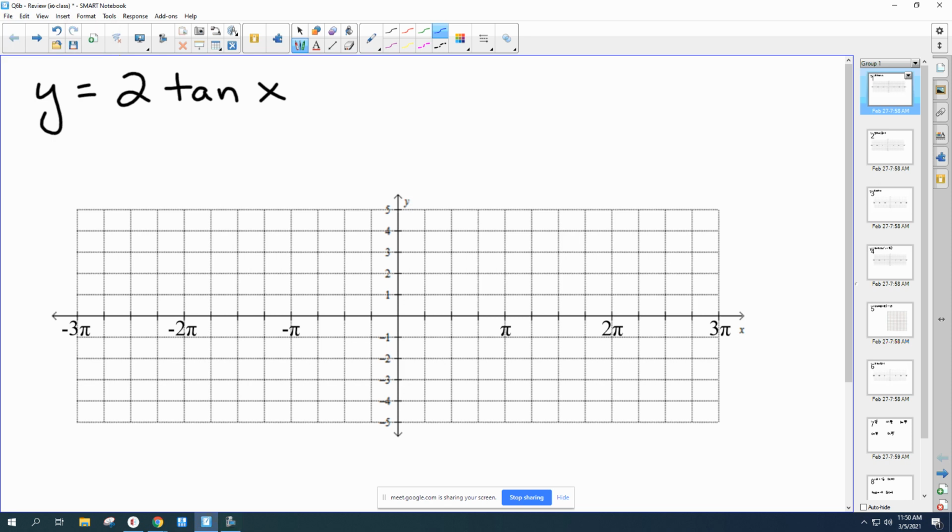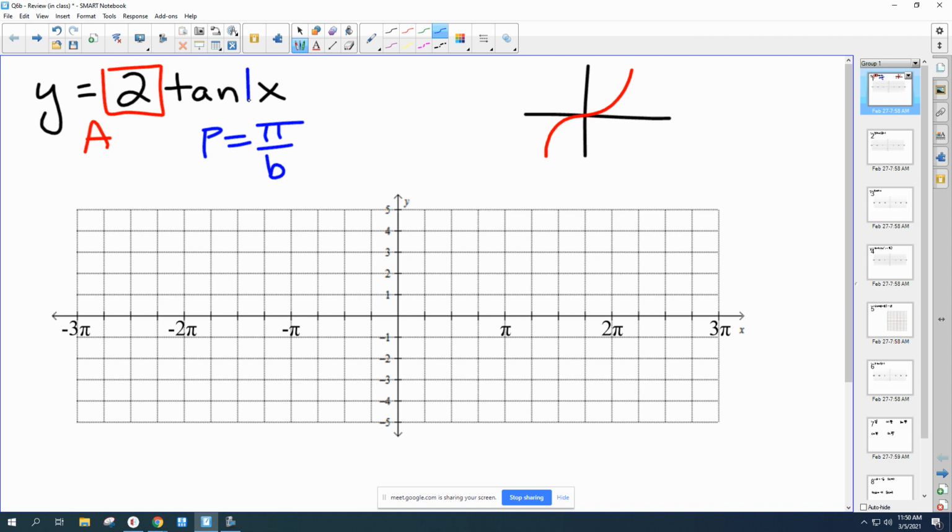When we graph 2 tangent x, you need to memorize something. Have this memorized: a tangent curve is increasing and goes through the origin. We look at this number like the amplitude number, and then we calculate the period according to this formula. B is the number in front of x, so the period is going to be not 2 pi, but just pi over 1, which is pi.